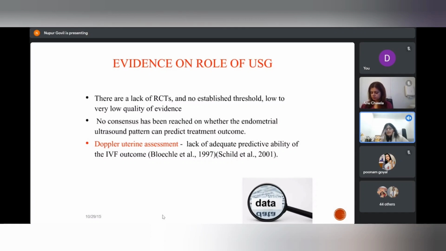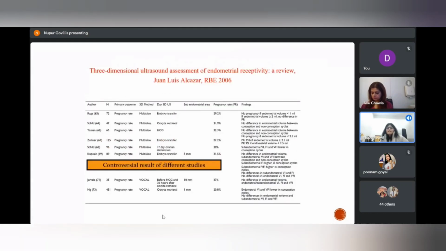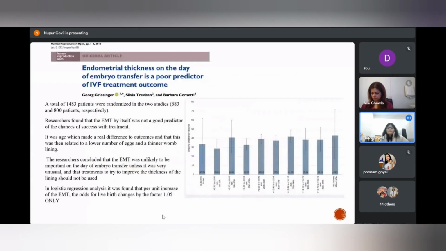Similarly, with Doppler uterine assessment also, there was a lack of adequate predictive ability for the IVF outcome. In 3D ultrasound also, multiple studies were done, but there were controversial results. Some studies used 2.5 ml as the volume, some studies used 2 ml. So there was a lot of variation between the studies and their outcomes.